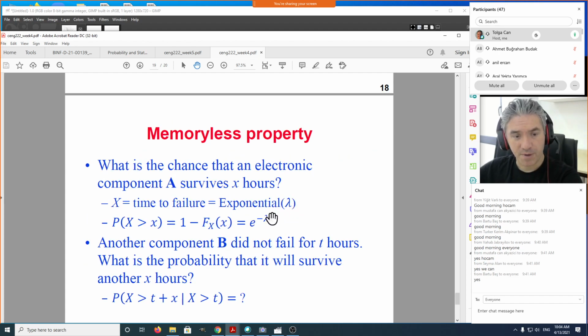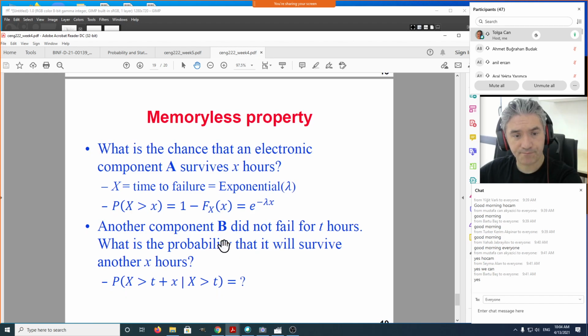We talked about this memoryless property. So this is explained on an example. What is the chance that an electric component A survives x hours? Here the exponential random variable x is the time to failure. If we are given the parameter lambda, the probability that x is greater than this x is basically 1 minus the CDF. So it's the complement event of the CDF, right?